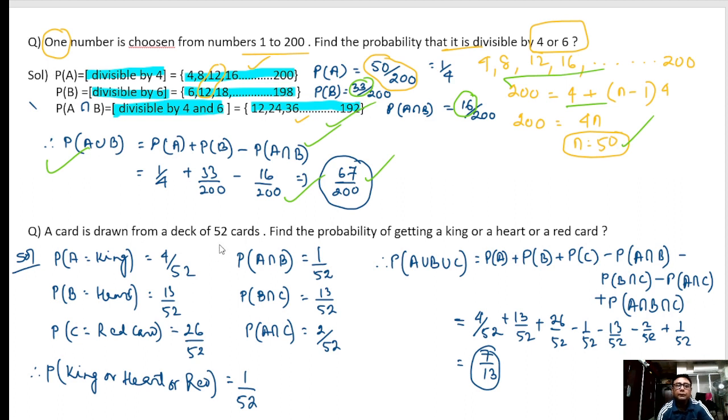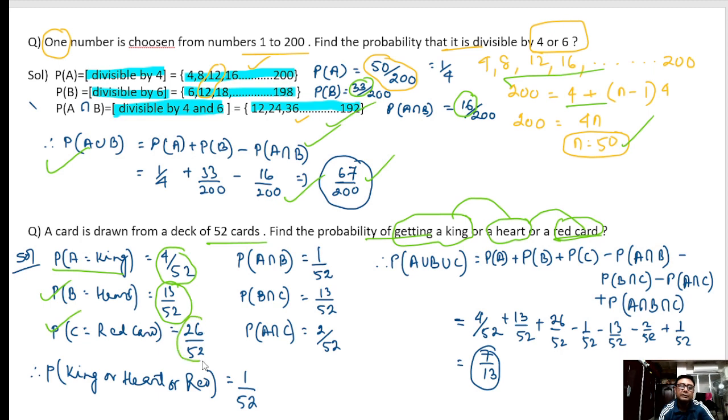Similarly, a card is drawn from a pack of 52 cards. Find the probability of getting a king, or a heart, or a red card. First job is getting a king, second job is getting a heart, and then the common between them. So P(A), which is king, there are 4 kings. P(B), which is a heart, there are 13 hearts. And the third job is red card. Red cards, there are 26.